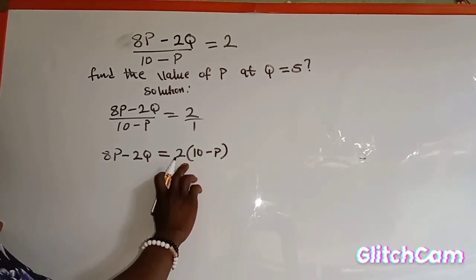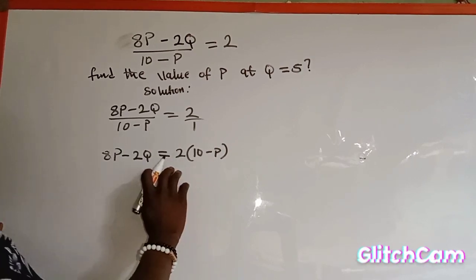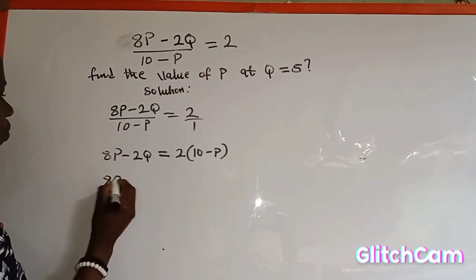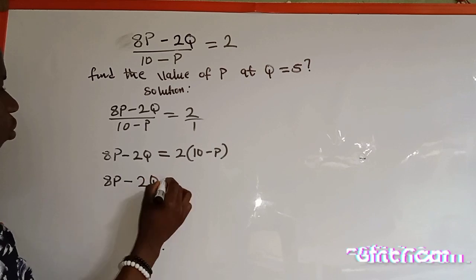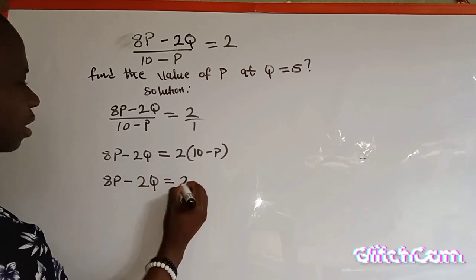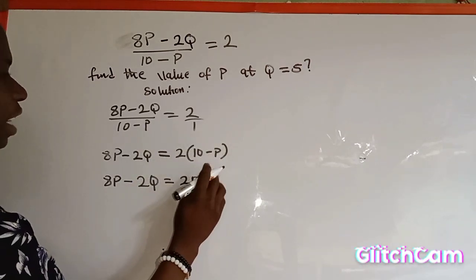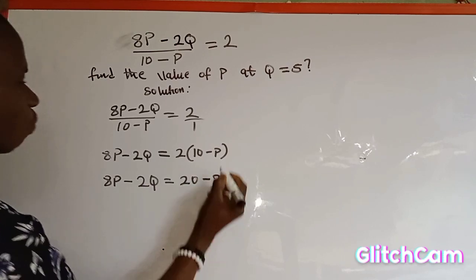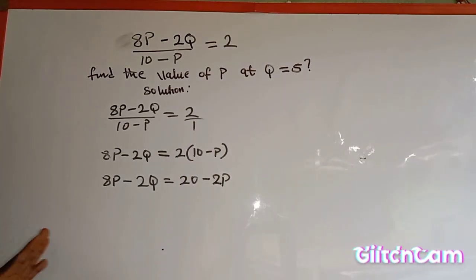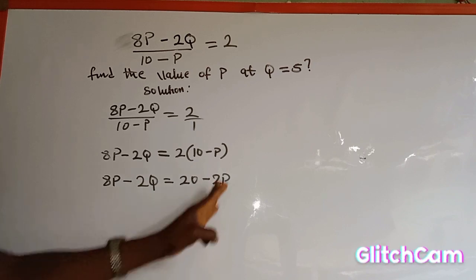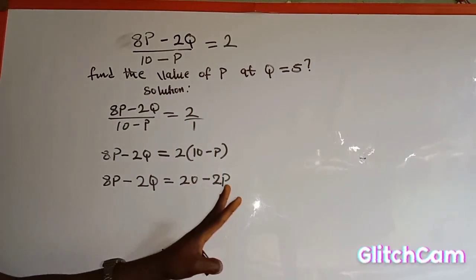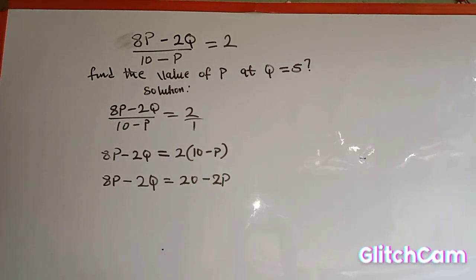So the next is to, well, let us open this bracket in this right hand side. I have 8p minus 2q, which is equal to 2 multiplied by 10, it's 20. Then 2 multiplied by negative p, I'll have negative 2p. So from here, we are going to move all the ones with variable to the left hand side. Then we are going to move all the constants to the right hand side.